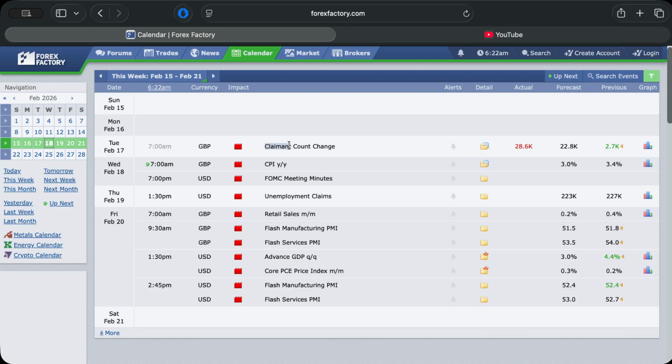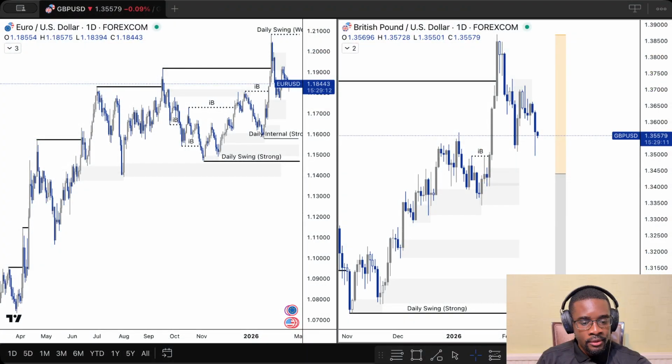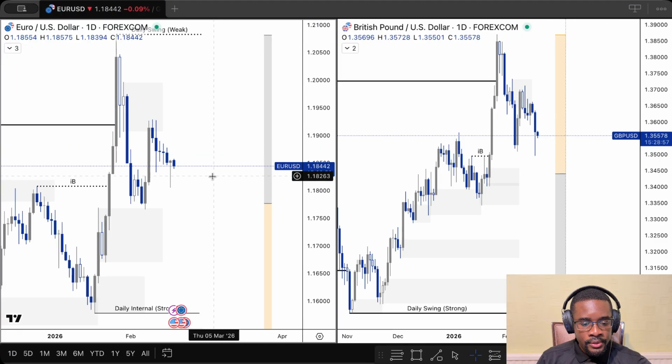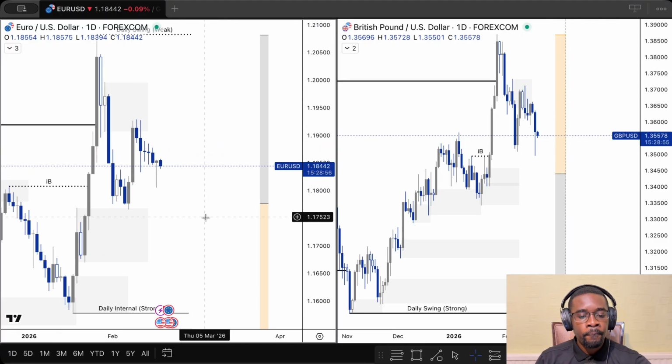The pound just started to tank, and afterwards, obviously, we had a bit of a retracement, and then it continued to tank the rest of the session all the way into New York. All right, so let's jump into the charts and have a look. Starting with the Euro USD, this is what we have.